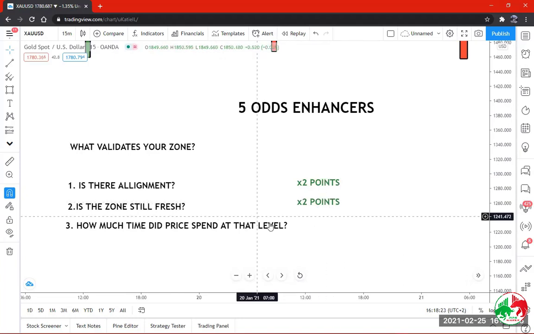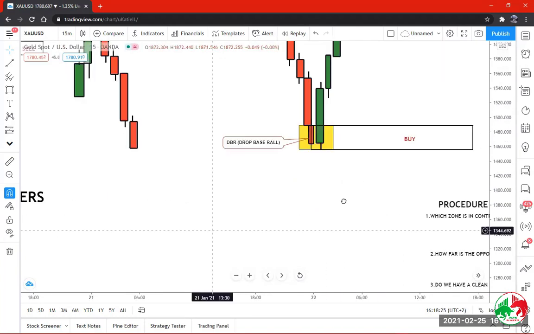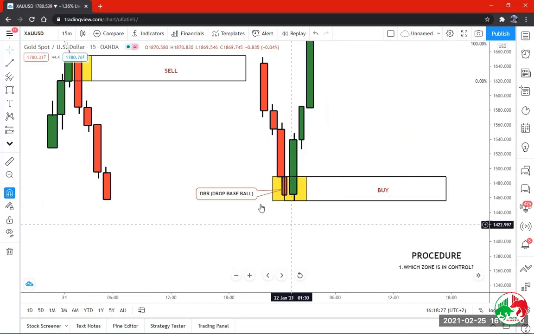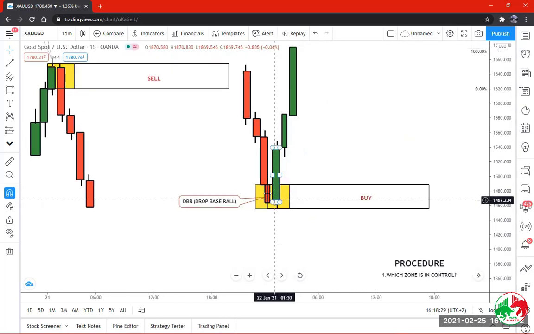So what this means is, if this is my zone here, I'm looking for the base to have less than 4 candles. So if the base is something like this, let me show.